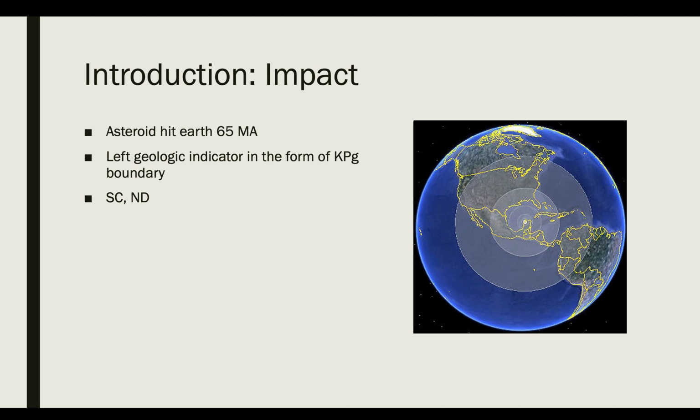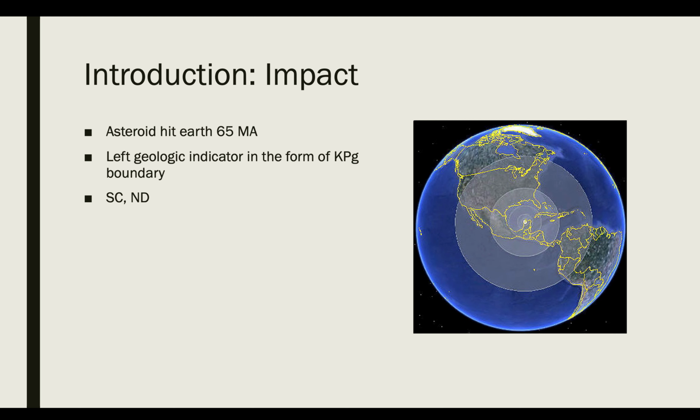Okay, so as an introduction, the KPG boundary was produced when an asteroid hit the Earth around 65 million years ago. This asteroid is also hypothesized to have killed the dinosaurs. It left a geologic indicator in the form of the KPG boundary, which appears as a layer of ash and dust that's anomalous, and people didn't know why it was there for a while. People started looking into it, and they figured out it was an asteroid impact that produced that.